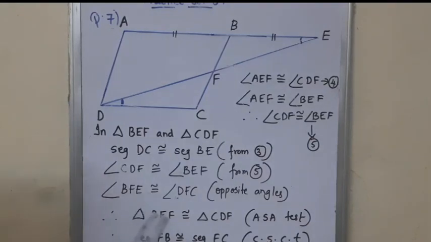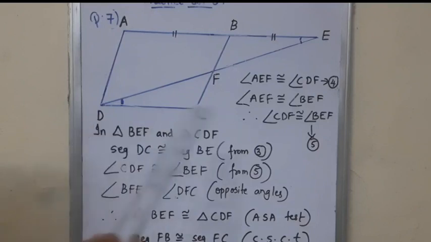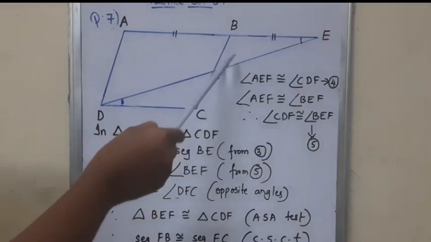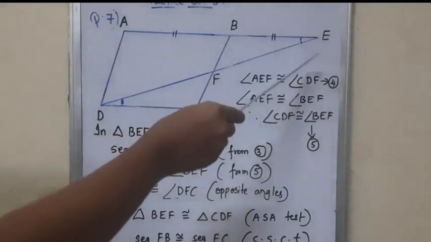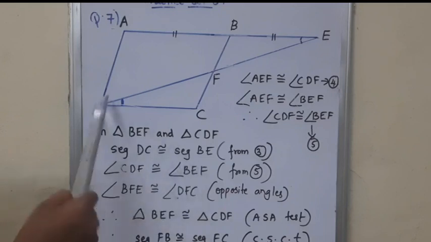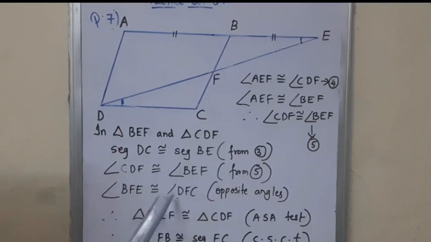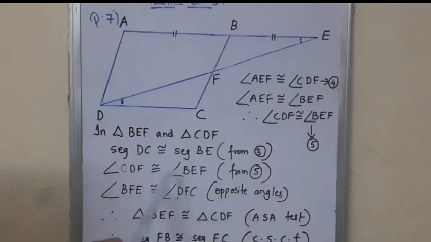One more angle, if we see, angle F is common for both the triangles. Or we can write opposite angles, angle BFE and angle CFD. So we have written angle BFE and angle DFC. You can write DFC or CFD, one and same. They are opposite angles, hence they are congruent. Now side angle, which means ASA test, the triangles are congruent.